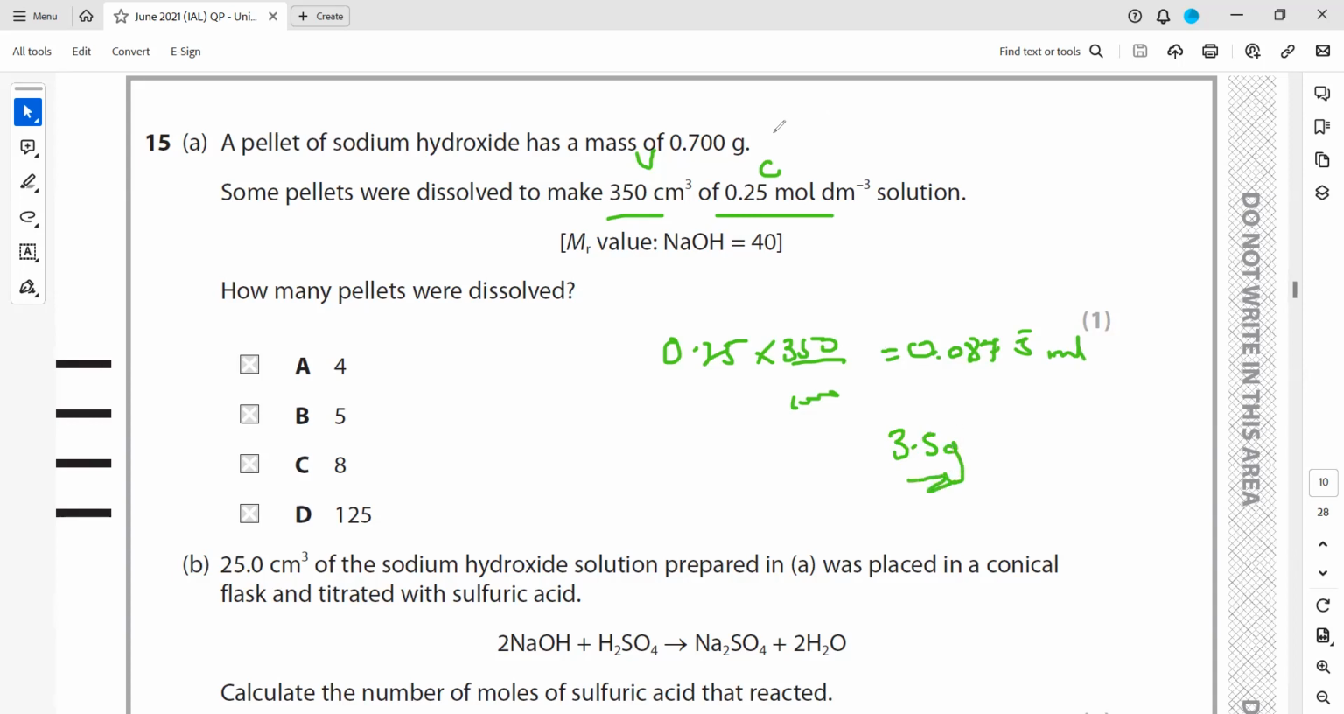So 3.5 grams is the total mass. How many pellets? Each pellet has a mass of 0.7. So 3.5 gram is the total mass, and the mass of one pellet is 0.7. If we divide by 0.7, we get how many pellets of sodium hydroxide were added. So 5 pellets of sodium hydroxide are added.